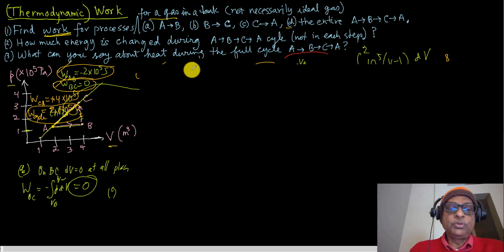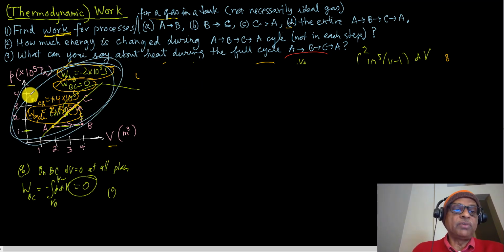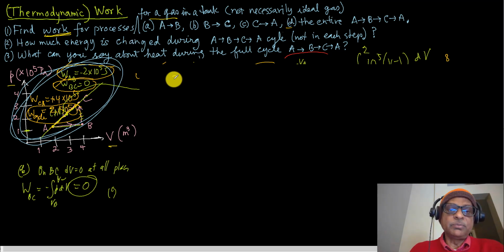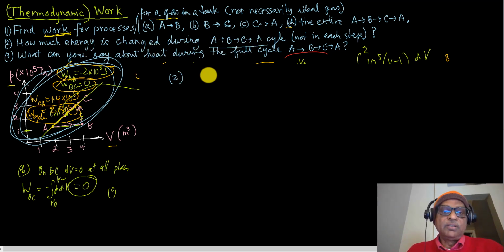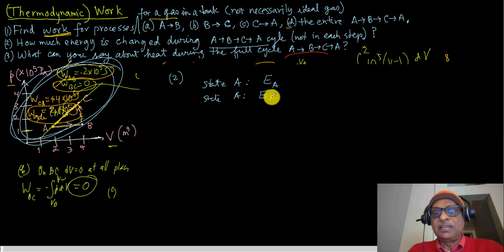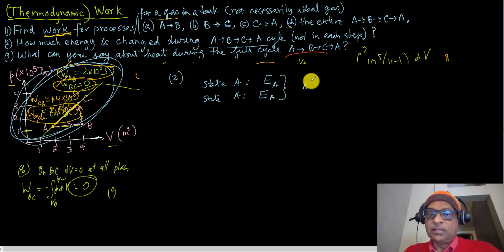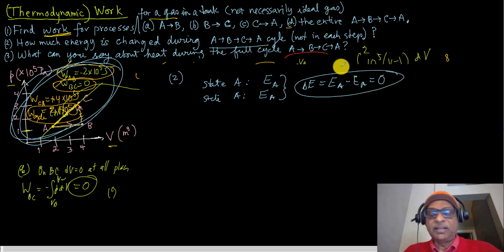Okay, 2. Why did we do all this work to find these answers? Well, we need to understand what's going on, and 2 and 3 are like that. So how much did the energy change during this cycle? If I have my state A, then it has some energy EA. When I'm in state A again, it has the same energy EA. So the change in energy in any cycle will be equal to EA minus EA, equal to 0. So energy actually just depends on the state, right?